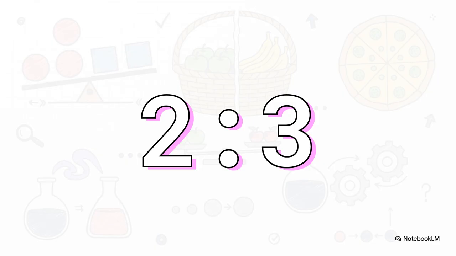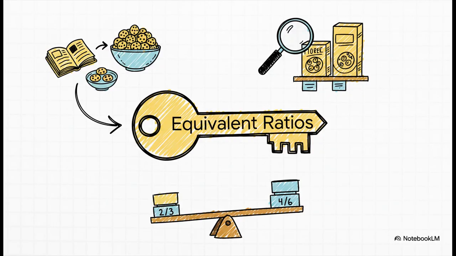You can think of it like a photograph. You can shrink it down or blow it up, but the proportions, the relationships inside the picture, they stay exactly the same. For every 2 boys, there are 3 girls. Doesn't matter if the group has 25 people or 250. So why do we even care about this?